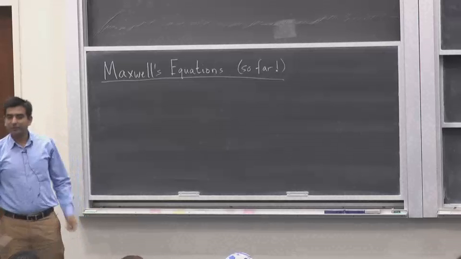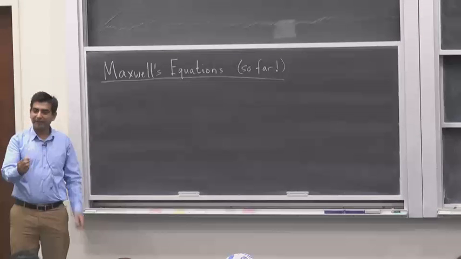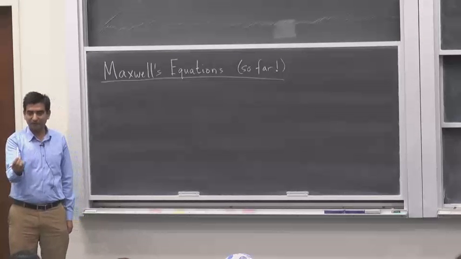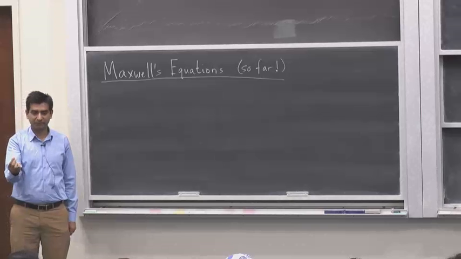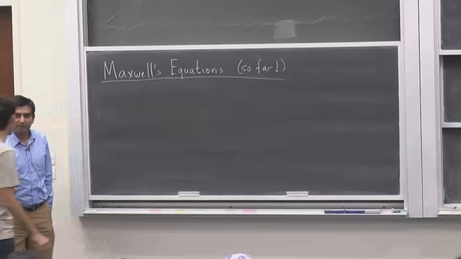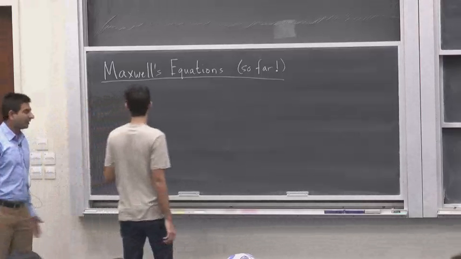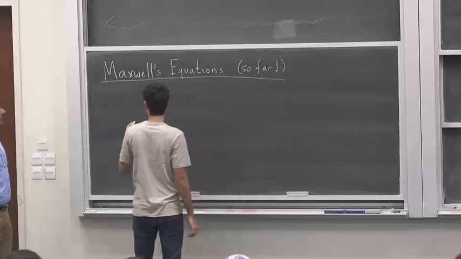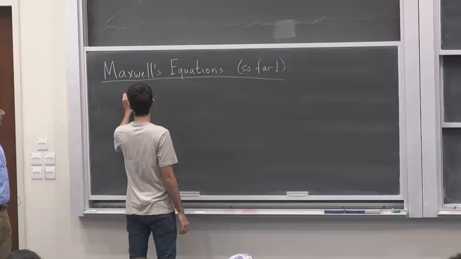Could you please come up to the blackboard and write any one of the four Maxwell's equations as we've learned them so far. Try to write down the simplest one. Try to write down the one that we learned earlier on. The one that we learned first.